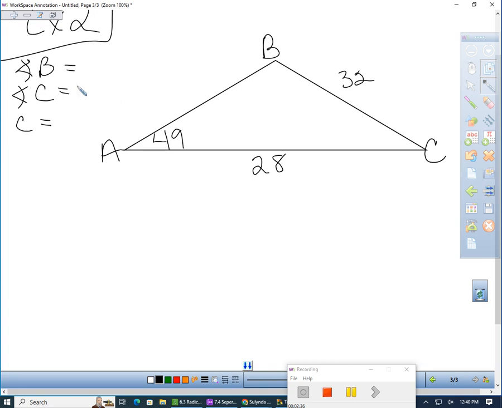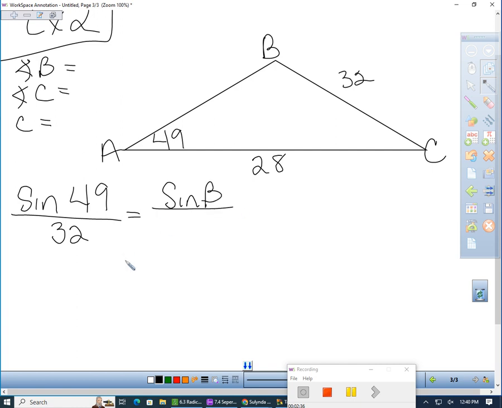The first ratio we set up has to do with our angle A and side A. We start with the sine of 49 divided by what's directly across from it, 32, equals, we don't have any information about angle B, so sine B divided by what? 28. Good. Now we cross multiply. So I get sine B equals 28 sine 49 divided by 32.